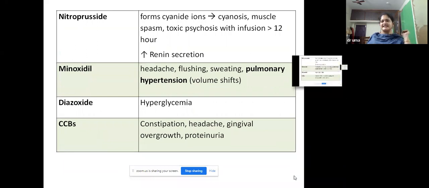Nitroprusside releases cyanide ions and produces cyanosis. If used for more than 12 hours, it produces toxic psychosis. Minoxidil produces pulmonary hypertension because it shifts the volume. Diazoxide produces hyperglycemia. Calcium channel blockers, mainly verapamil, produce constipation, headache, gingival hyperplasia, and proteinuria.